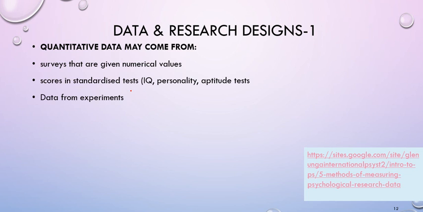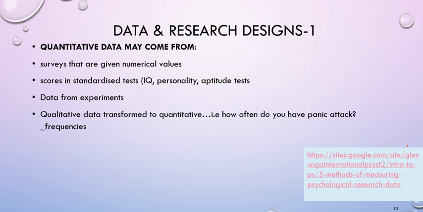Also, data from experiments. When I'm collecting the brain wave and I see that this person, or I'm collecting information about the sleep time, the sleep hours a person is having every night, that is part of numerical data. Also, sometimes I can have qualitative data transformed in quantitative. You ask how many times you have panic attacks per month, per day, or how often, and then I find frequencies.